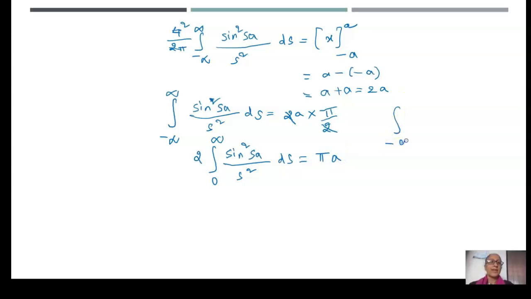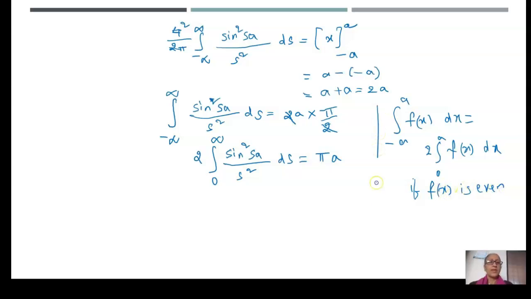Because we know integral minus a to a f(x) dx equal to 2 integral 0 to a f(x) dx if f(x) is even. So here sine square function is even function. So we can write this as 2 integral 0 to infinity sine square SA by S square ds. So integral 0 to infinity sine square SA upon S square ds equal to pi a by 2.